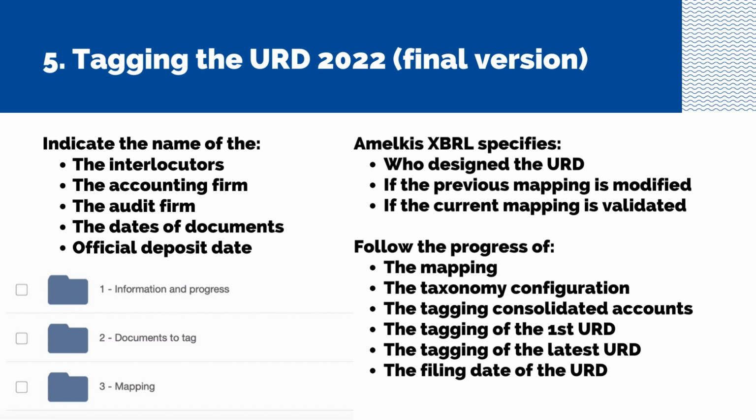The section also specifies the following: the Universal Registration Document, whether it's designed in-house or by an agency, if the mapping has been modified compared to the previous year, and if the mapping has been validated by the statutory auditors. And finally, the section will also show the progress of the mapping, the progress of the taxonomy configuration, progress in tagging of the consolidated accounts, progress in tagging of the first version of the reference document, progress in tagging of the latest version of the reference document, and the filing date of the registration document.